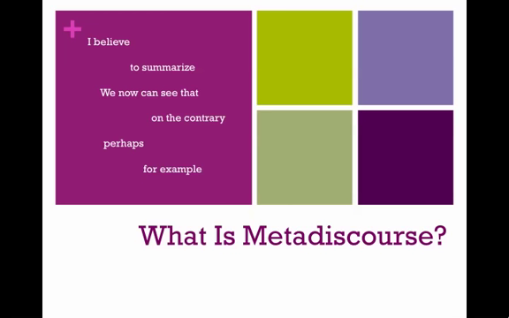This video goes over some other features of the writer's voice, specifically metadiscourse and point of view. On the purple square, you'll see some examples of metadiscourse. Phrases like "we can now see that," "perhaps," "for example." You've probably used some of these, if not all of these, in your writing at one point or another.